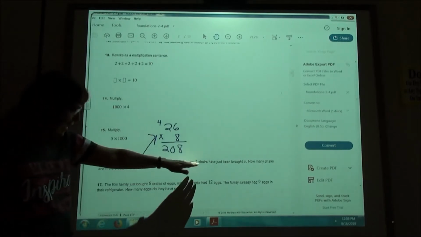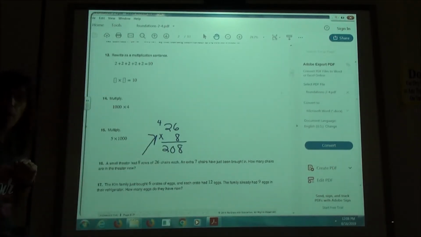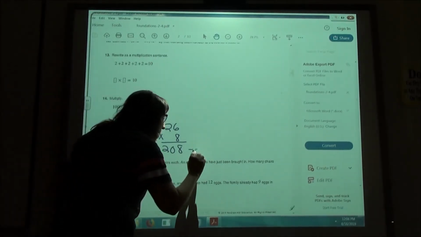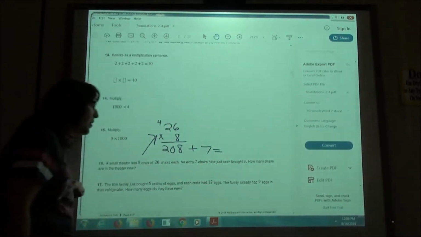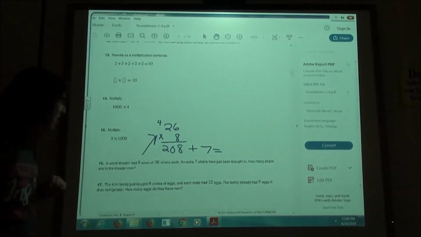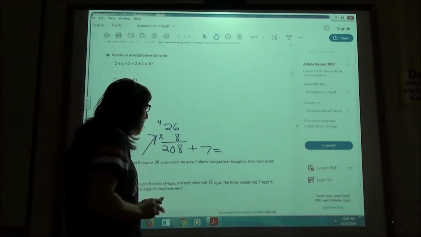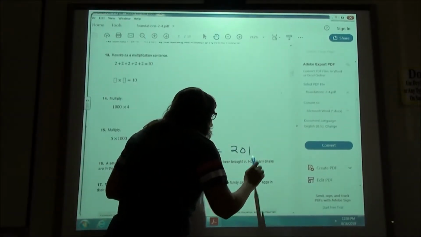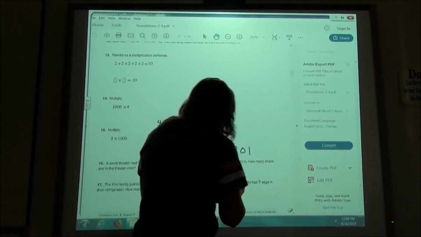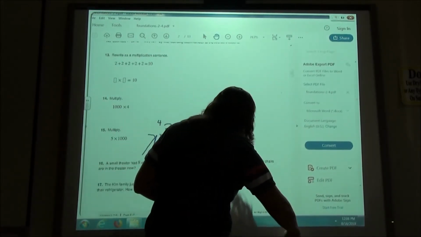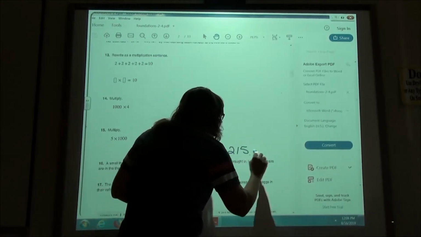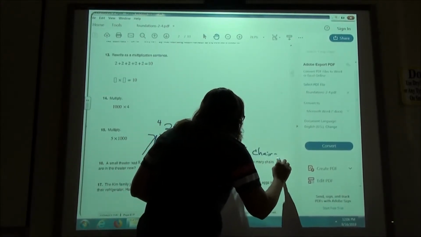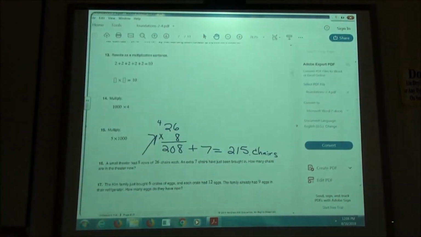However, an extra 7 chairs have just been brought in. So now I have to add on that extra 7 chairs. How many chairs are in the theater now? Well, 208 plus 7. 8 plus 7 is 15. So 215 chairs is how many I have altogether.